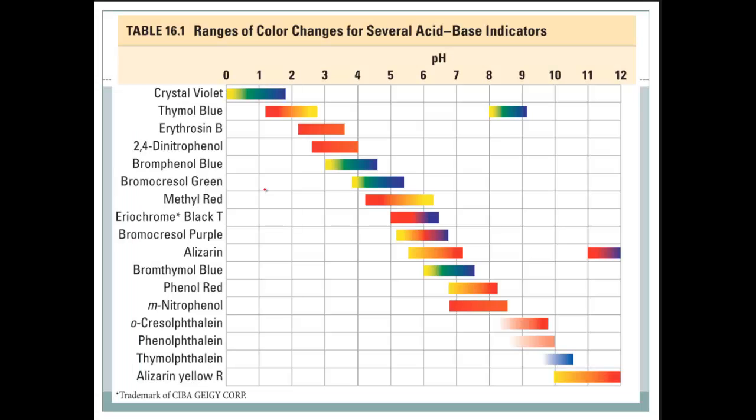So here's a chart of a whole bunch of different kinds of indicators. Notice that each one of them has its own pH at which it changes colors. Also notice right here is phenolphthalein, which is probably the one that you're most familiar with. It changes at approximately a little bit past 8.